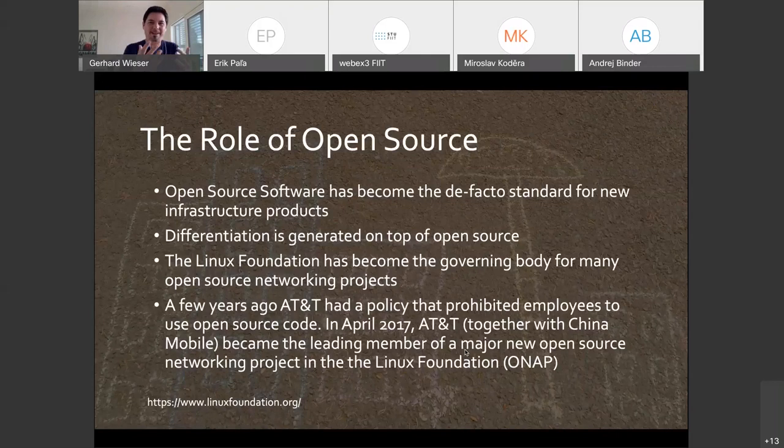They didn't understand that. And in 2017, most remarkably with China Mobile, which obviously feels like a long time ago, they worked with the Linux Foundation on a joint network provisioning automation project called ONAP.